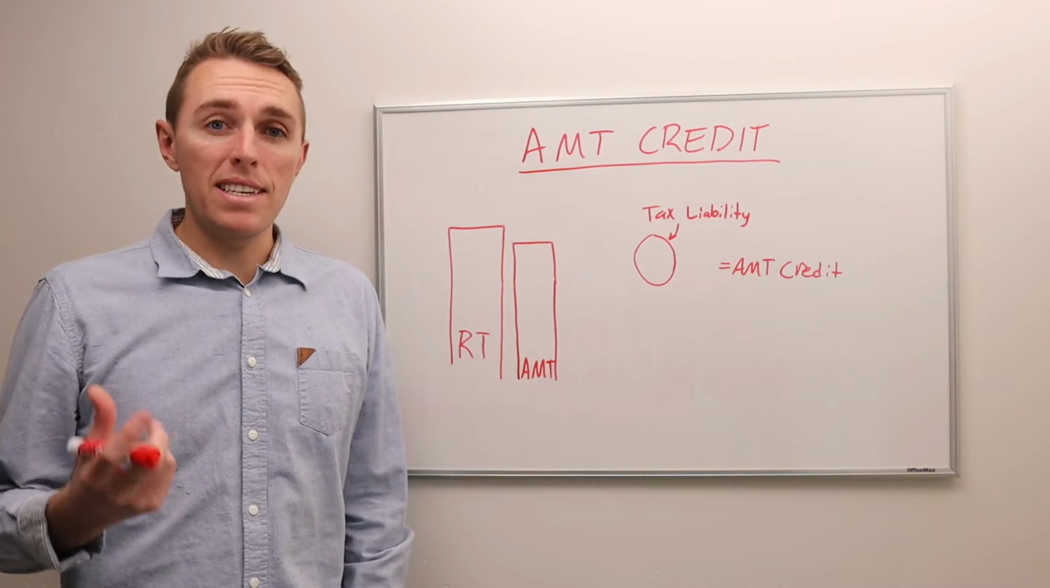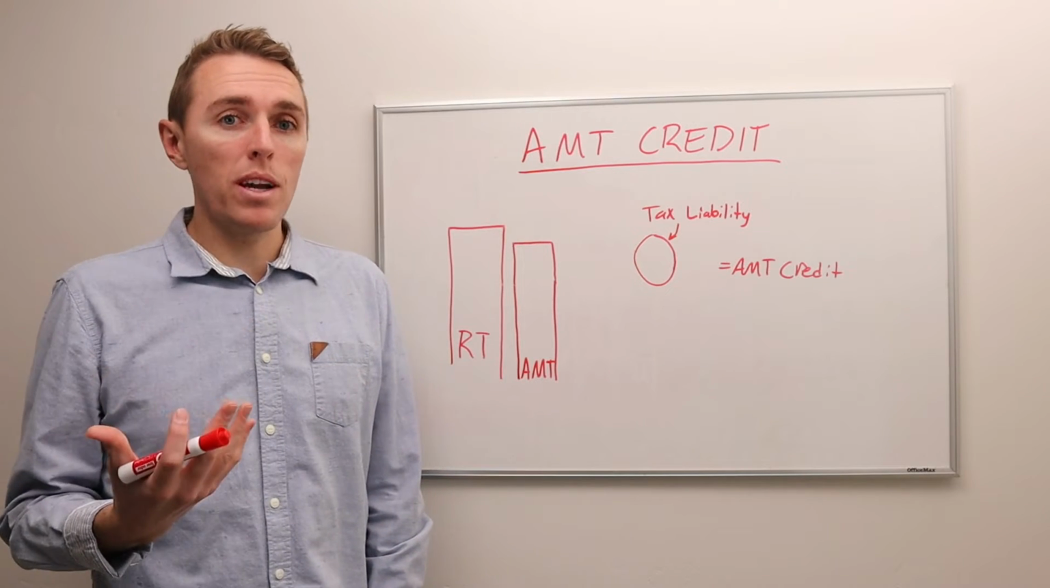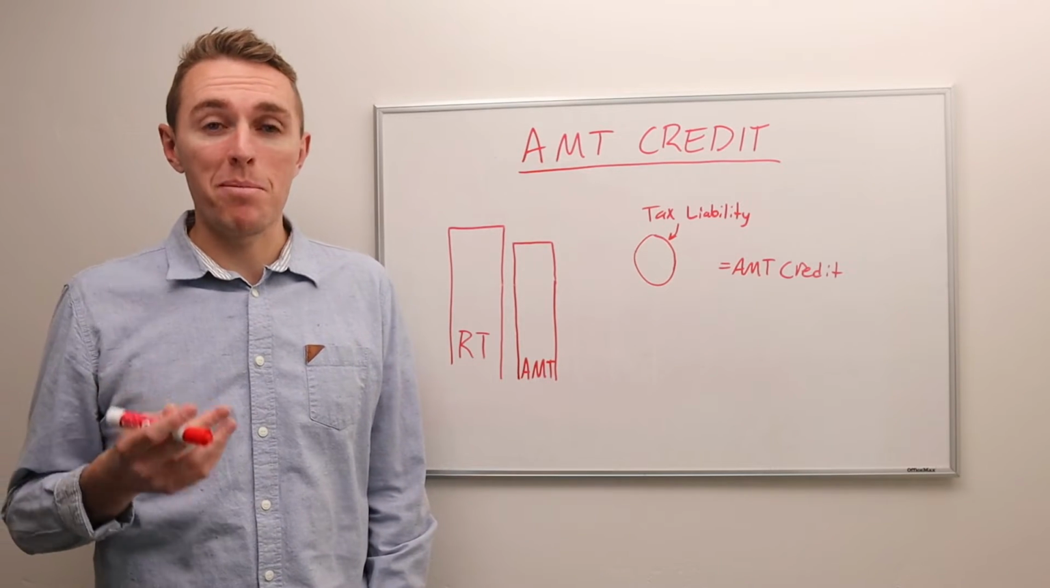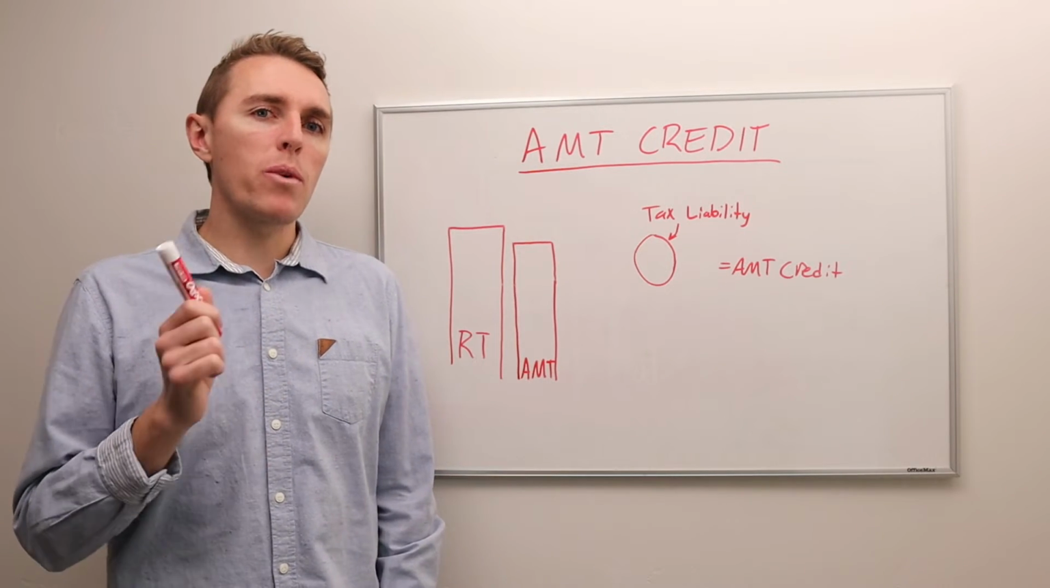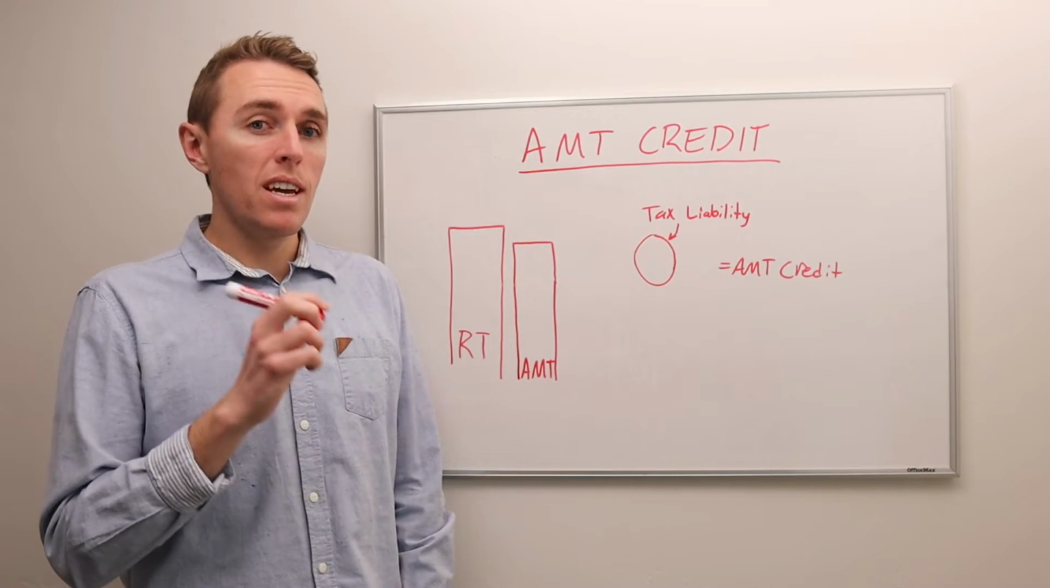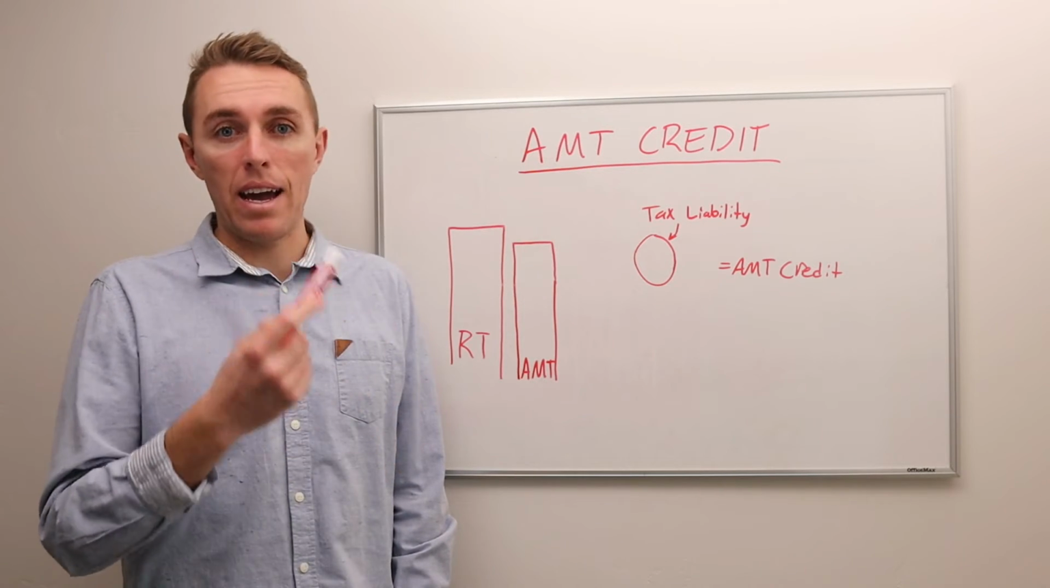So now that you understand how the AMT credit works, that begs the question, how do I go about getting the AMT credit back faster? And I need to preface the answer by saying it's not about recouping the AMT back faster, it's all about reducing your overall tax bill.